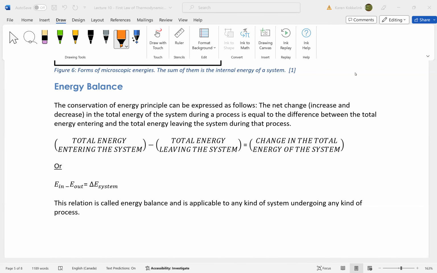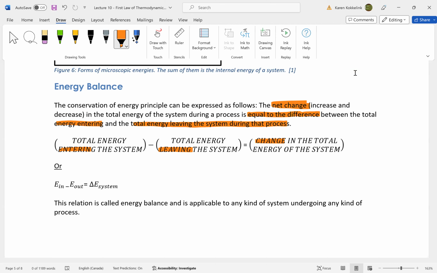We know a lot of microscopic and macroscopic forms of energy: kinetic energy, potential energy, heat energy, internal energy, all the different forms of energy that we know. Work energy, for example, cannot be created or destroyed. They only change forms. And the conservation of energy principle says that the net change in the total energy of a system is equal to the difference between the total energy entering and the total energy leaving the system during that process. So total energy entering minus total energy leaving is equal to the change.